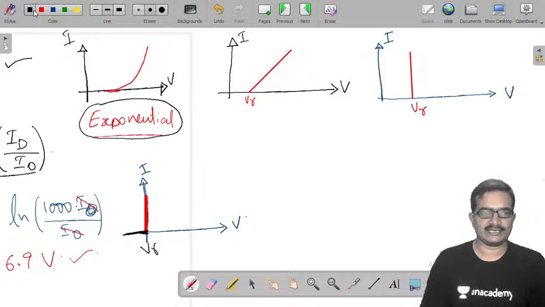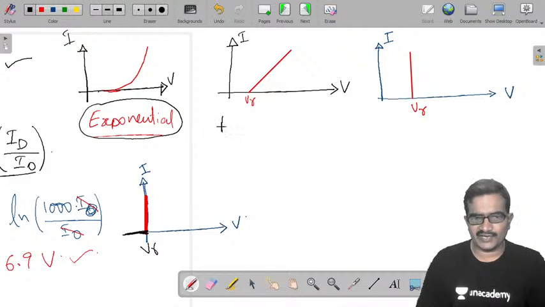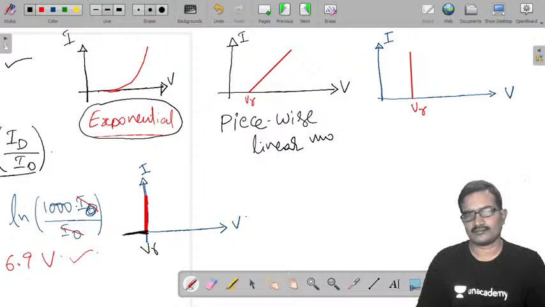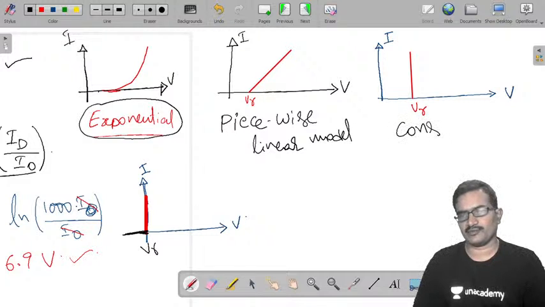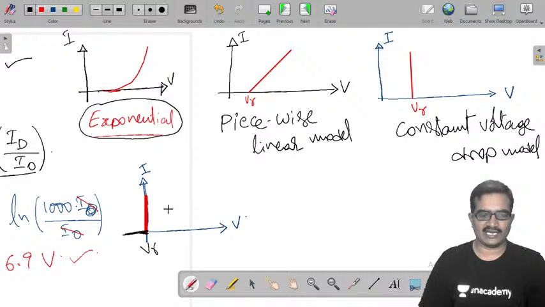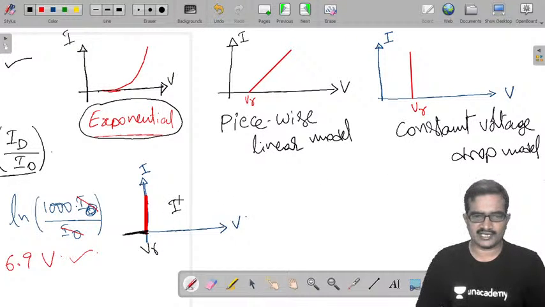And this is called the piecewise linear model. And this is the constant voltage drop model. This is the ideal diode, or ideal model.